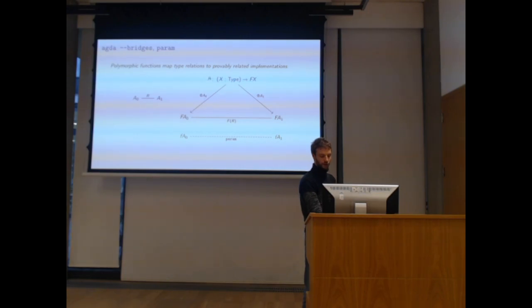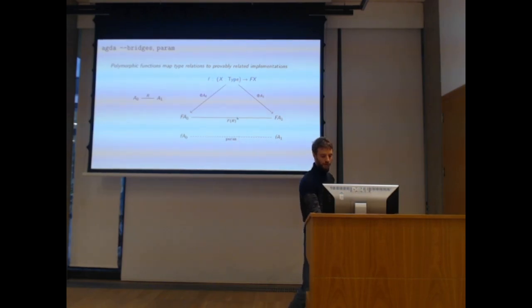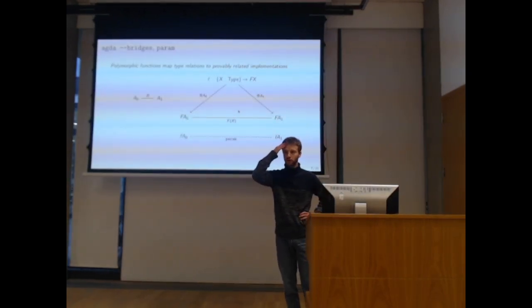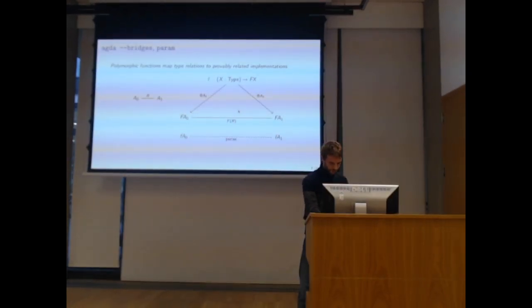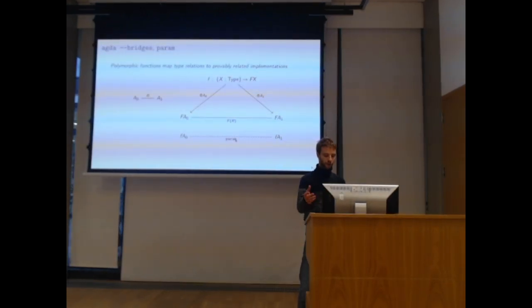And parametricity tells you that the implementation at a0 and the implementation at a1 are actually related over this novel relation, this structural relation. So this is what the parametricity provides. It provides a proof of relatedness under a structured relation.